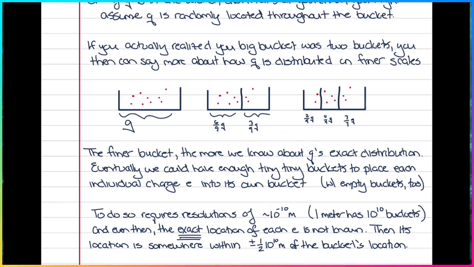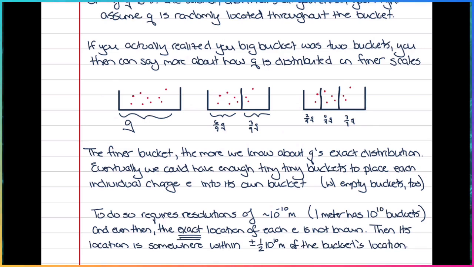Eventually, your buckets are going to get small enough that you can actually start to put only a single charge in a particular bucket. The charges, right, if we take these to be like atoms, then that's on the order of 10 to the minus 10. If my bucket size is on the order of, say, 10 to the minus 10, or I have 10 to the 10 buckets within a meter or so, then I could conceivably put each individual charge inside a single bucket.